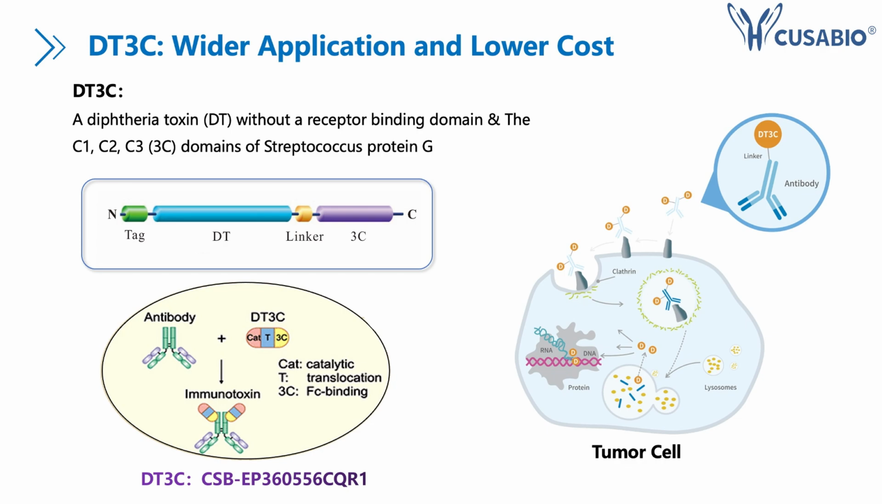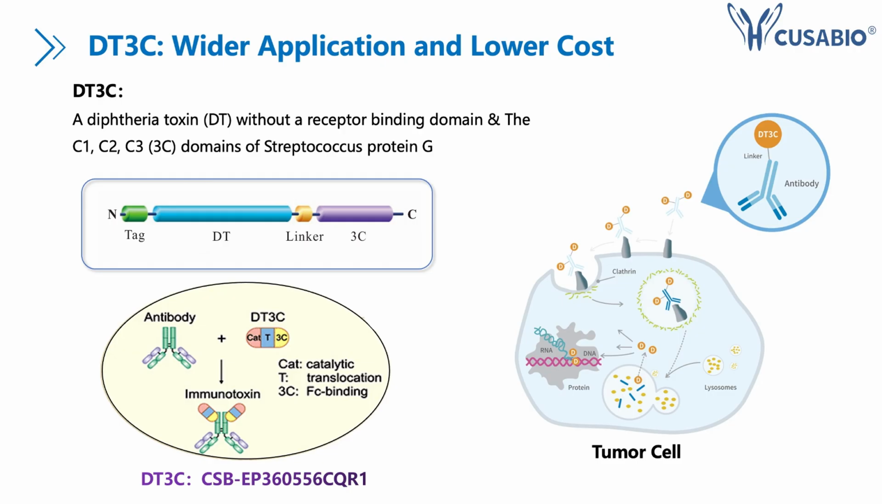Compared to MAB-ZAP, DT3C is pretty small. You do not need a secondary antibody, and you do not need to worry about the species of your secondary antibody. You can spend low cost and perform a primary screening. Also, because of the 3C domain of the Streptococcus protein G, DT3C can form the immunotoxin with IgG from different species. So it has a wider application compared to MAB-ZAP.